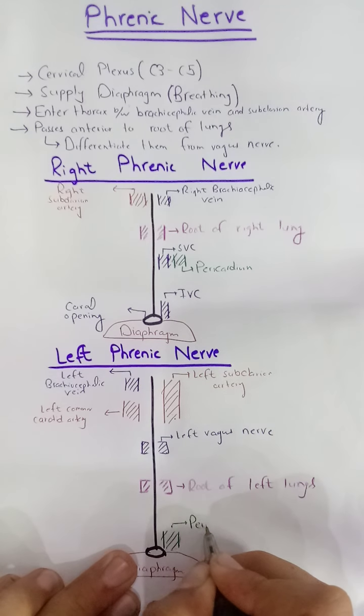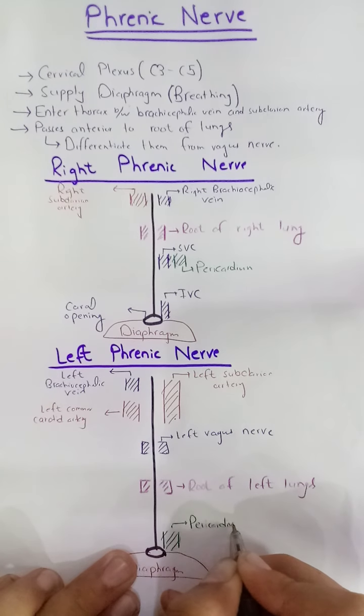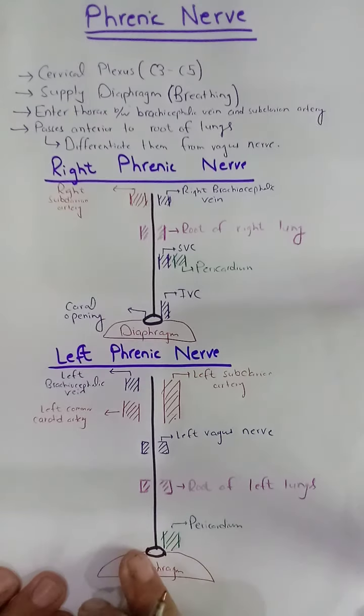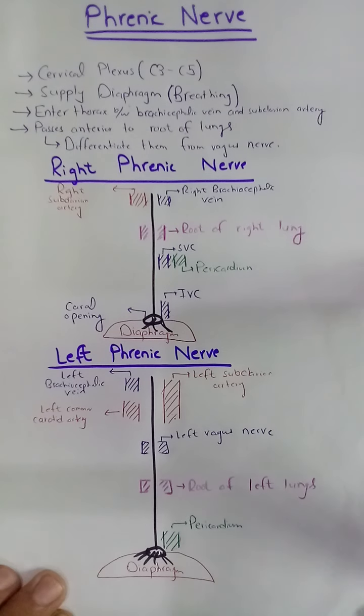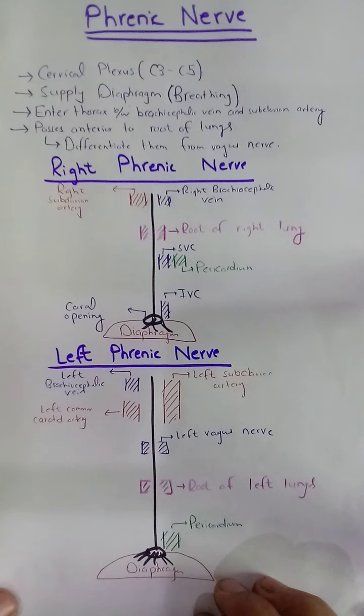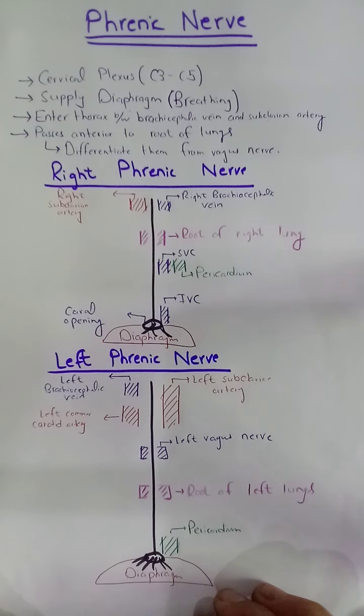It will enter the diaphragm to the left of the pericardium. This will be the pericardium, and it will enter the diaphragm through this opening and then supply the diaphragm. This will also supply the diaphragm. So this is the course of the right and the left phrenic nerve, and a brief introduction of this.